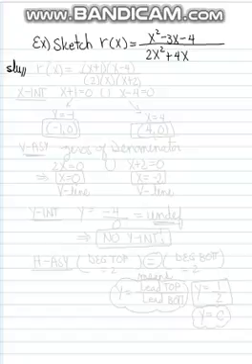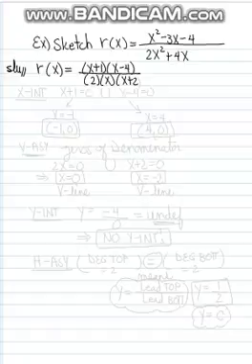So r of x in its factored form, we're going to factor it by guessing. The top is x plus 1 times x minus 4. The bottom, we pull out a common factor of 2x. So it's 2x times x plus 2.